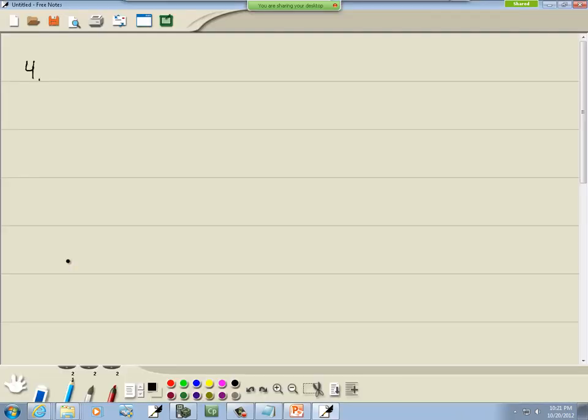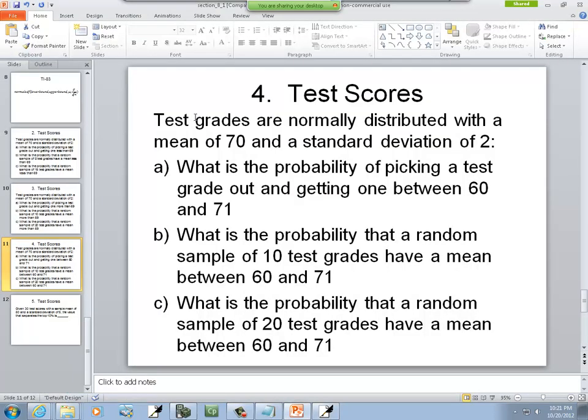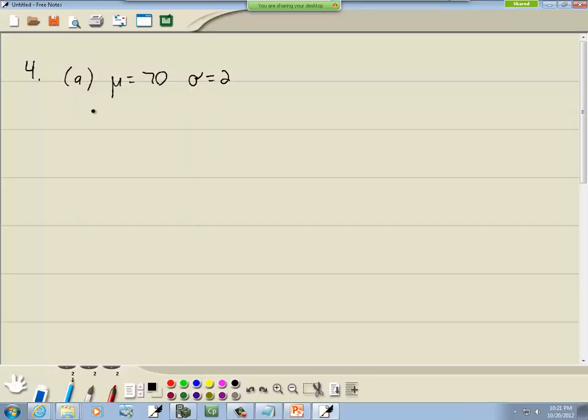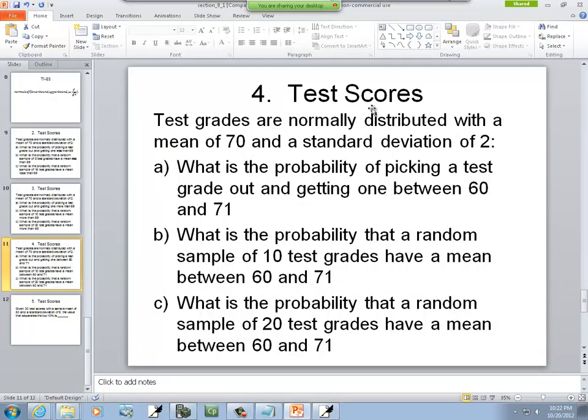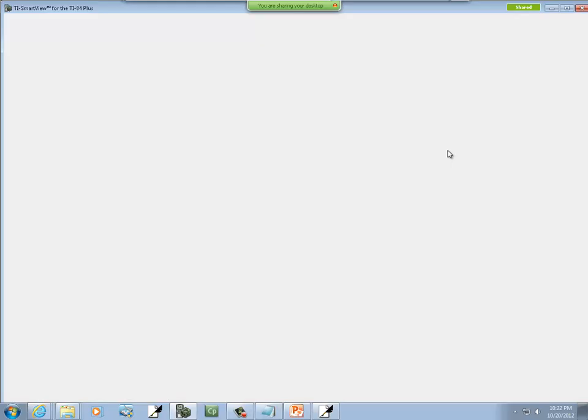So let's look at A. Let's see, mean is 70, standard deviation is still 2. We're picking a test grade out, one test, and getting one between 60 and 71. So here's 60 and here's 71. Between, of course, is shading in between them. So this is normal CDF, 60, 71, 70, and 2. We don't have to do any kind of dividing by the square root of n, because there's only one. We're talking about one test. So let's see what that gives us.